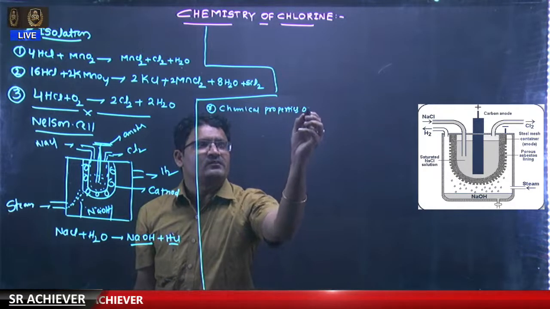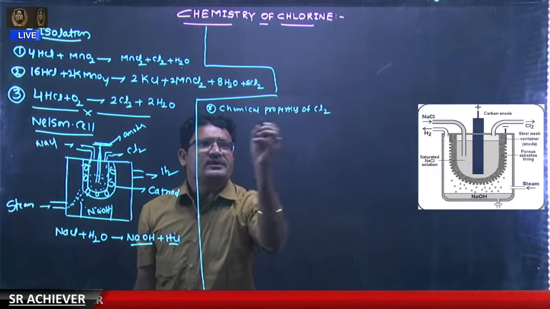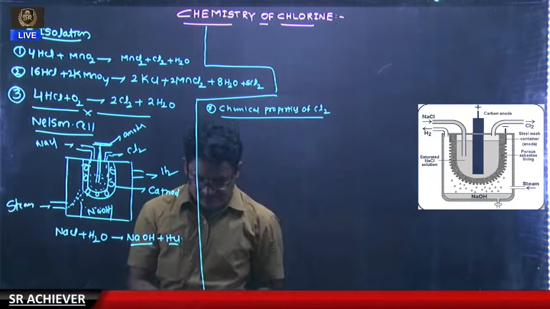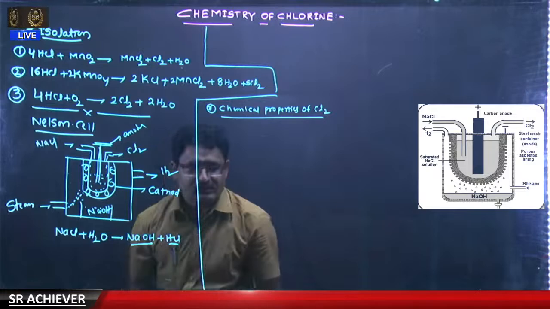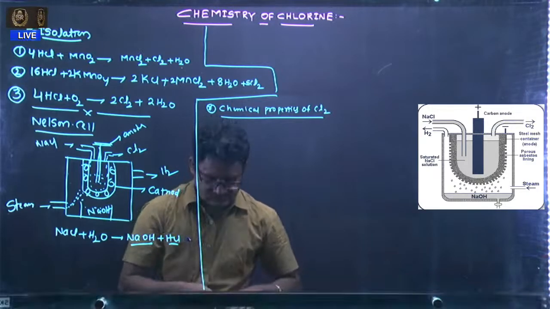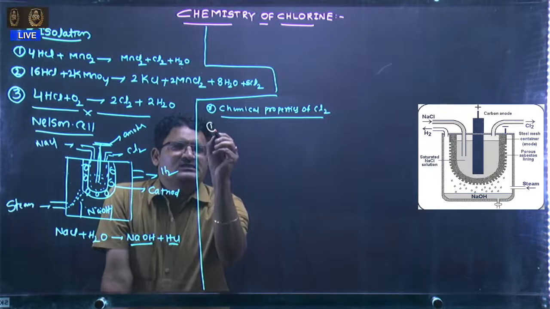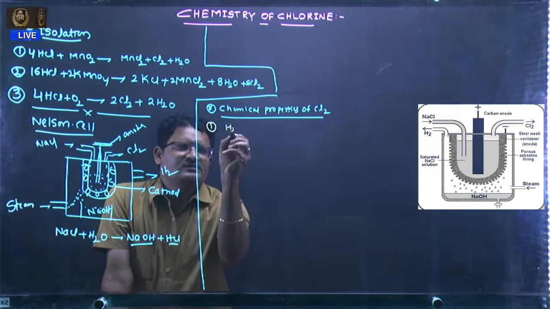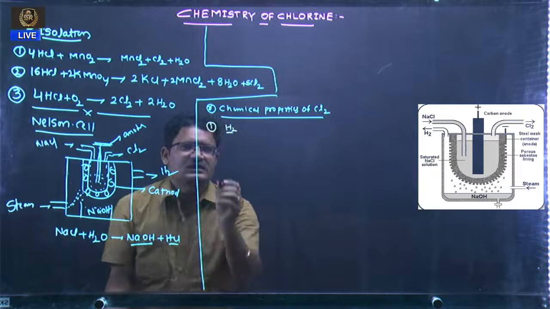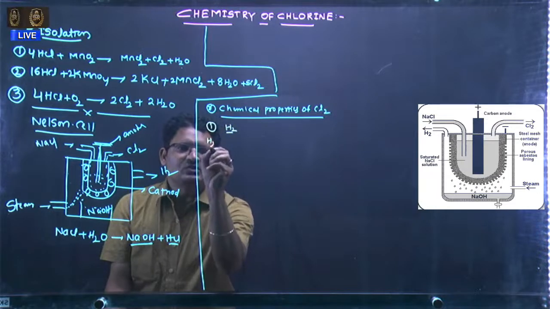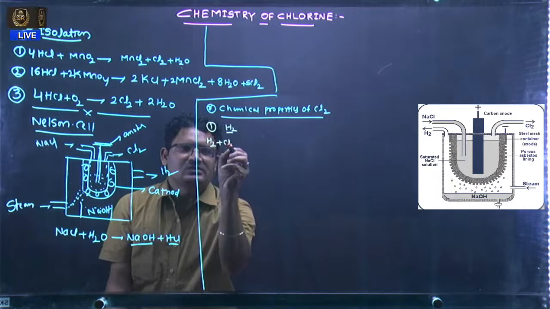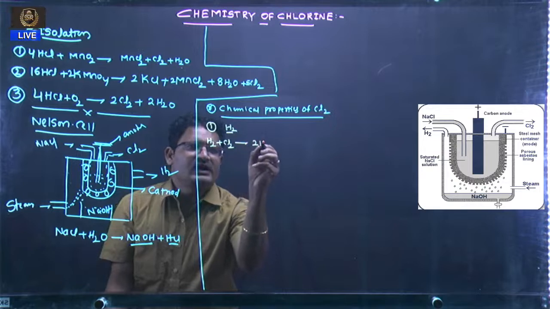Chemical properties of chlorine. These chemical properties of chlorine are basically of the following types. What are the chemical properties? Now in this one, first, chlorine reacts with hydrogen. That means H2 plus Cl2 gives 2 HCl.